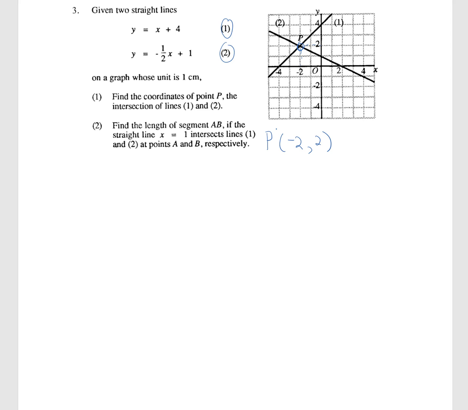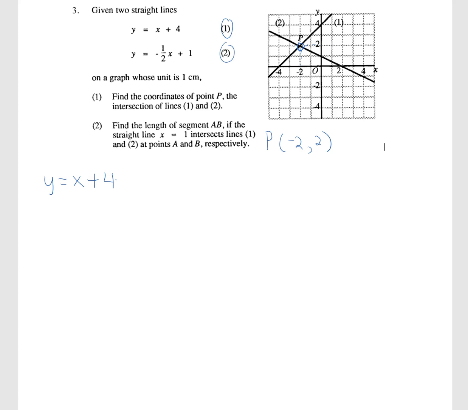One way to check this is to plug these values into the equations we've been given and see if this works out, because this point P should be falling on both of the equations. So starting with equation 1, I'm going to rewrite it here. We have y equals x plus 4. So the point (-2, 2) should fall on this line.